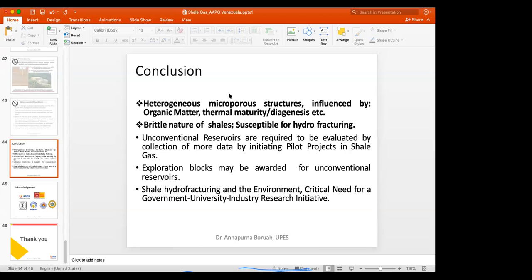Actually, there were pilot projects. As per my knowledge, they drilled pilot wells in the Cambay Basin, and based on commercial viability, there was no progress in those wells.